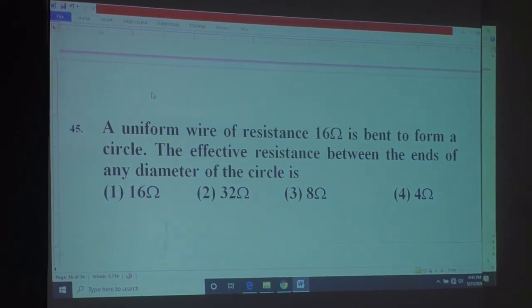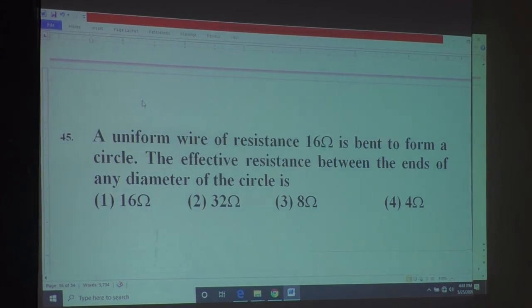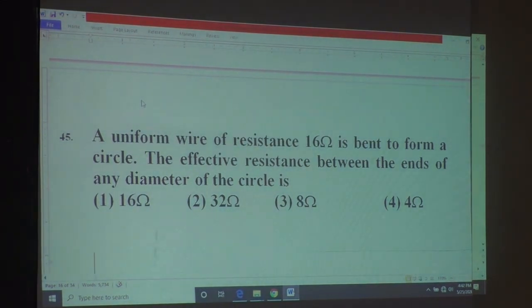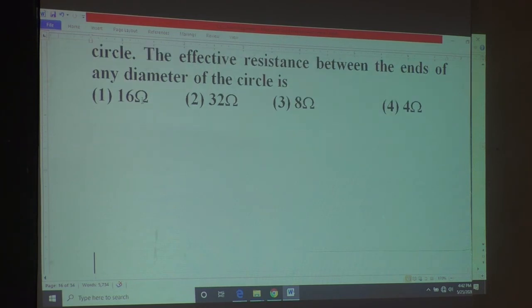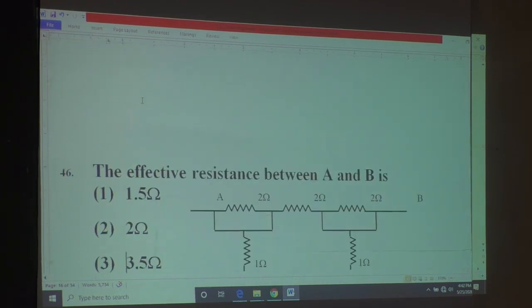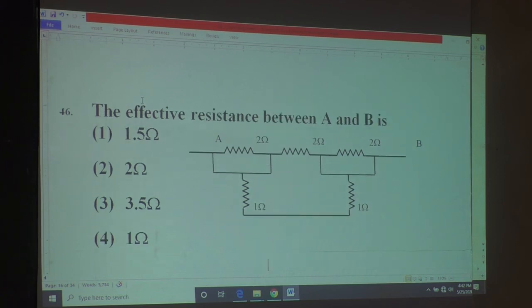Resistance between two diametrically opposite corners is 4 ohm, because even though the total wire resistance is 16, when it is bent into the form of a circle, half circle will have 8 ohm resistance. So they are in parallel since they are in the form of a circle. So it is 8 parallel 8, 4 ohm, option 4. Yes. Effective resistance between A and B.